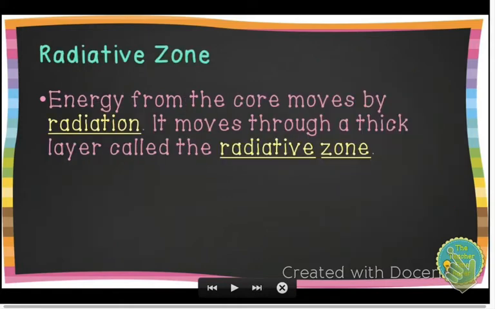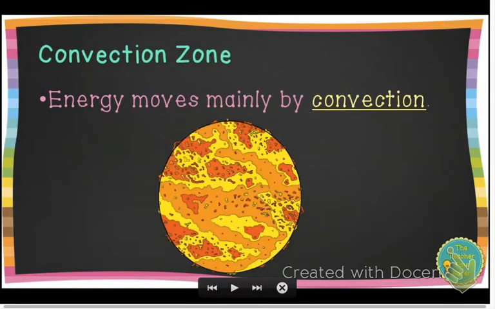The sun's energy comes from a process called nuclear fusion. Radiative zone. Energy from the core moves by radiation. It moves through a thick layer called the radiative zone. Convection zone. Energy moves mainly by convection.